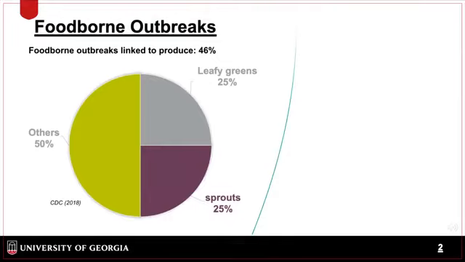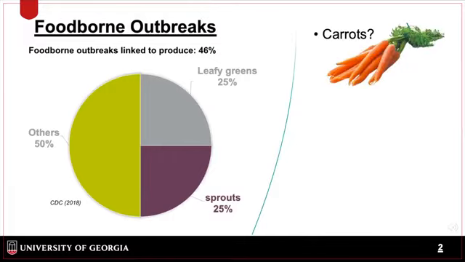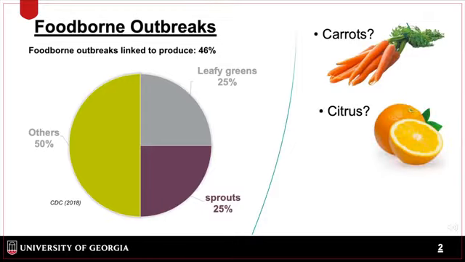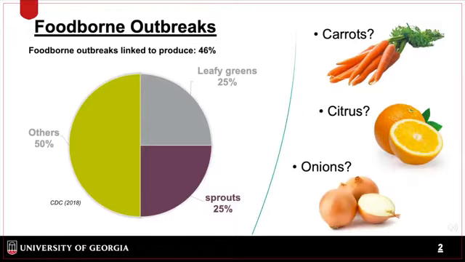But you can tell me, oh, the commodity that I grow has never been related to any outbreak before. For example, I grow carrots. So have you ever heard about an outbreak related to carrots? Or I grow citrus. There's never been an outbreak related to citrus, unless for juice, but not for the whole fruit. What about onions? Have you ever heard about an outbreak related to onions before?